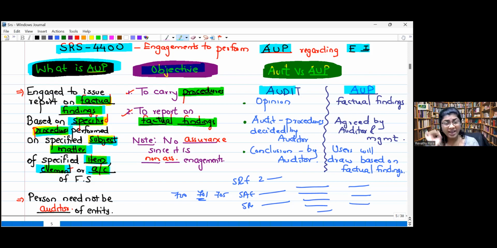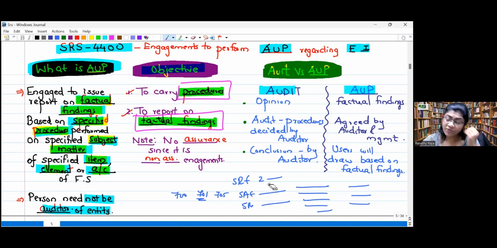Here, can we be the auditor of the entity? Yes. Is it necessary that you are the auditor of the entity? No. Now, what is our objective in this standard? Perform procedures and give your report. But in the report, you will state it is not an audit nor a review. So, no assurance.